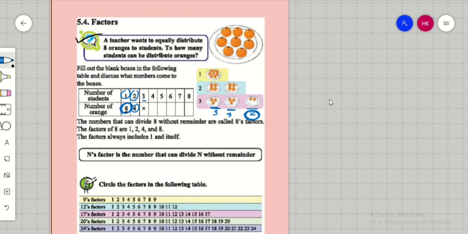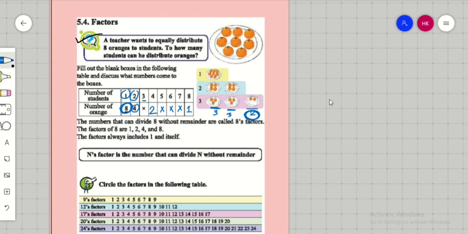But if you want to give among 4 students, you can give each student 2 oranges. But for 5 you cannot give anything. For 6 you cannot give equally. For 7 you cannot give equally. But for 8 students you can give 1 orange to each of them. So each of them will get 1 orange.